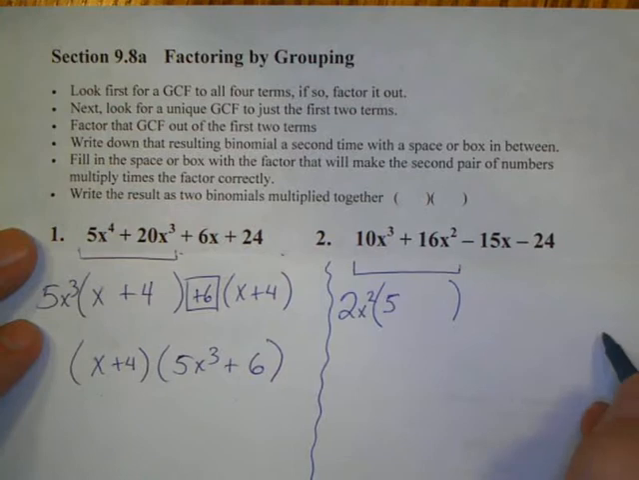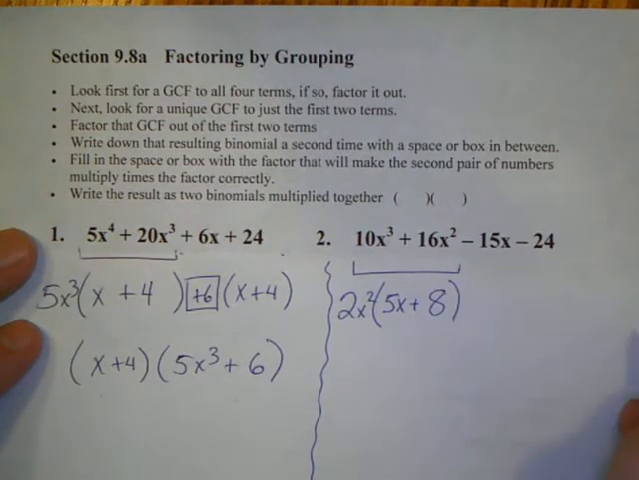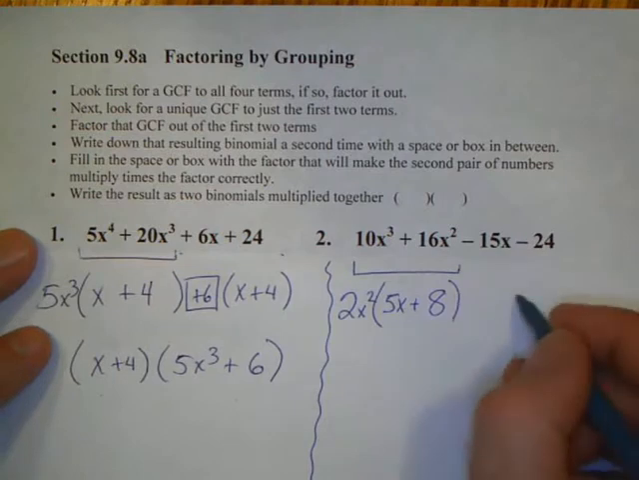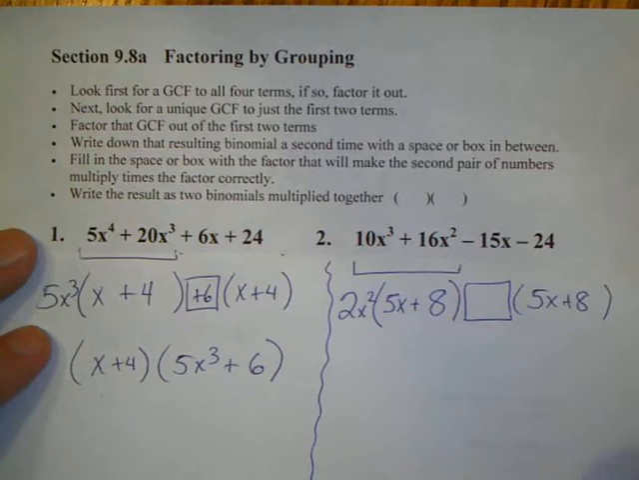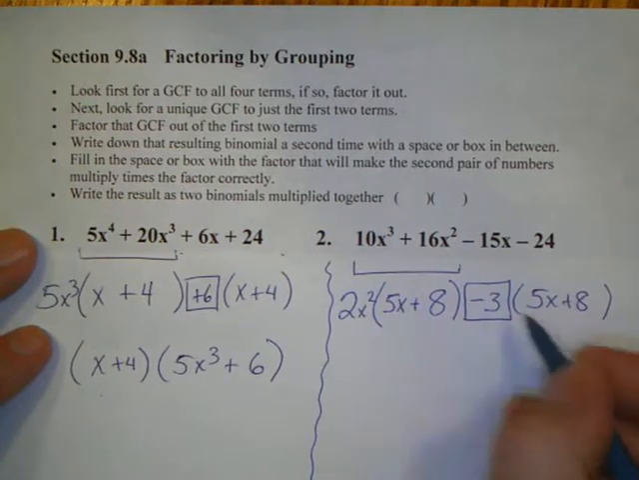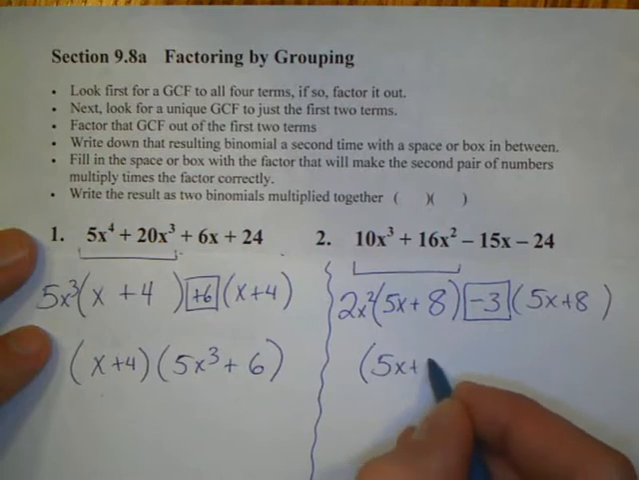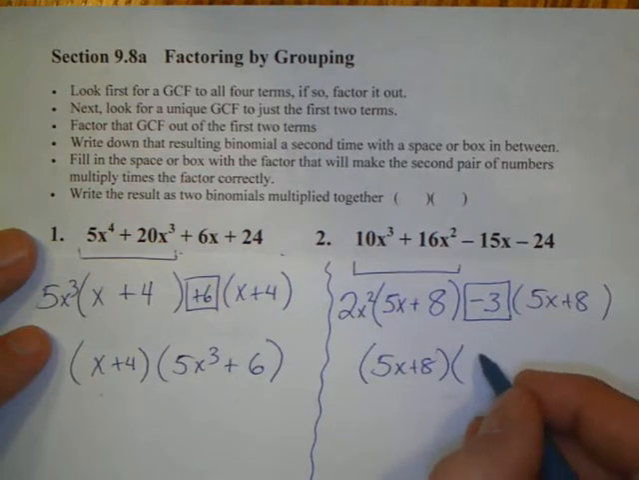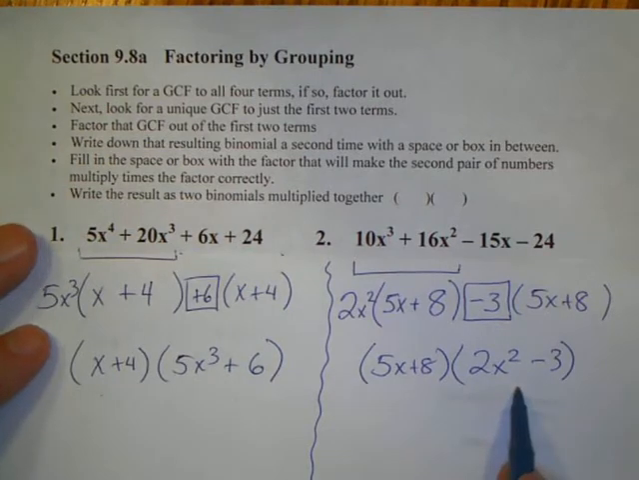2x squared times what is 10x cubed plus 16x squared? Well, 2 times 5 is 10, and x squared times x is x cubed. Plus 8 goes in our second spot. We put down our back parentheses with 5x plus 8, and then times our box. Negative 24 divided by 8 is negative 3, so negative 3 goes in our box. Now we write our answer, 5x plus 8 times 2x squared minus 3.